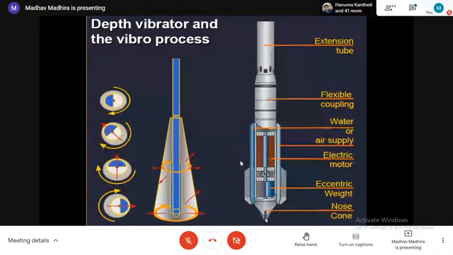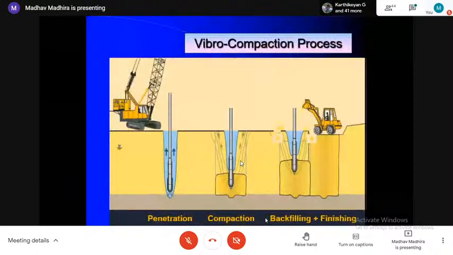This is the machine. Again, we have a crawler-mounted one. Using the jet of water, we push the vibrofloat into the ground. We start vibrating it, and it gets densified. Then you fill up with soil around it and complete the whole process. What you find is that loose sand has become very dense and stiff over a width of something like 1 to 1.5 meters. So with a spacing of around 1.5 to 2 meters, you can easily densify the whole ground.